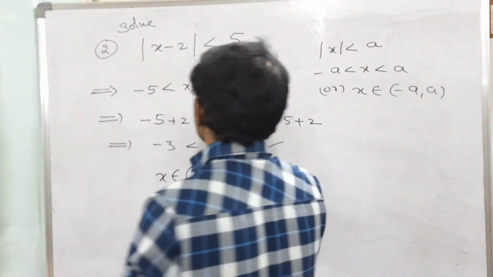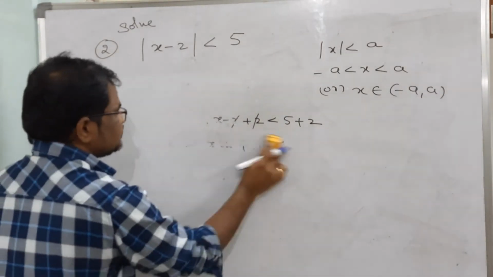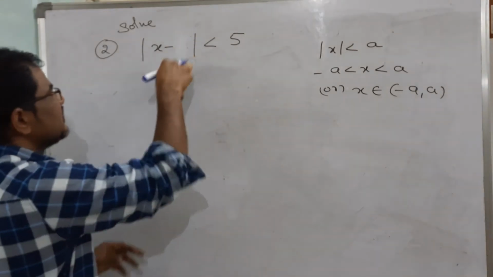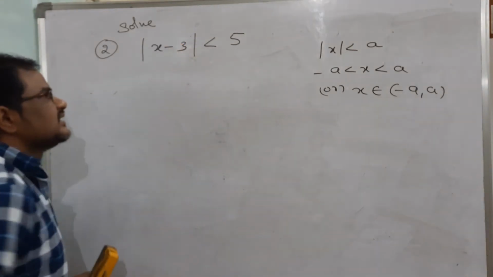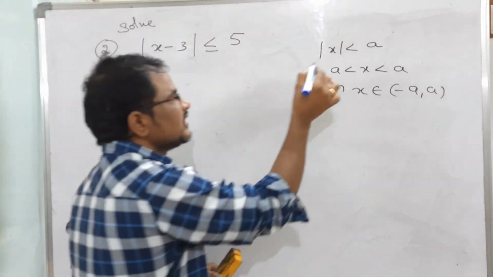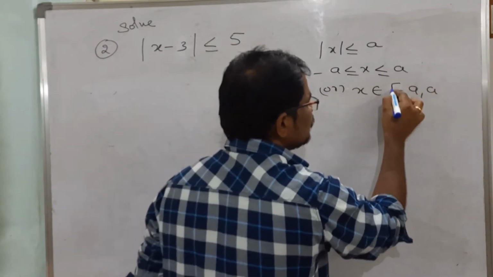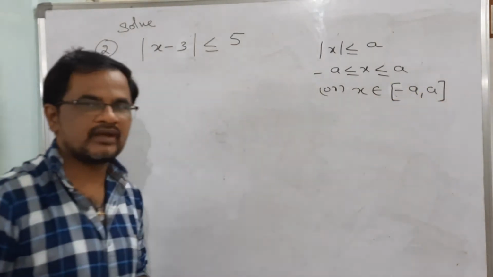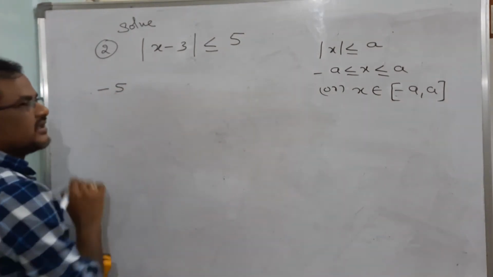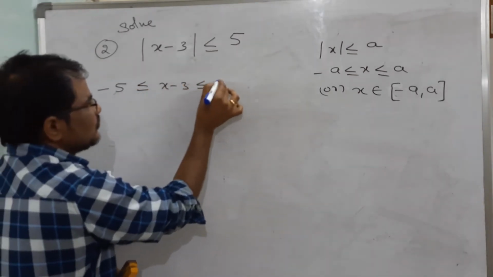One more example. Suppose they have given modulus of x minus 3 less than or equal to 5. Here equal to means we have to take a closed interval. By that result, this can be written as minus 5 less than or equal to x minus 3 less than or equal to 5.